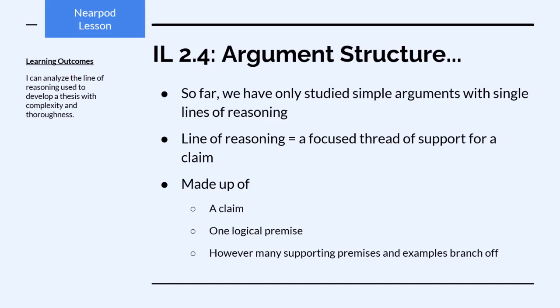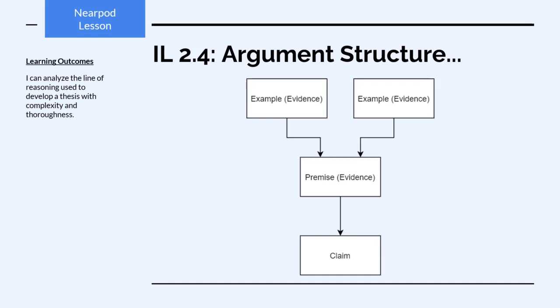A line of reasoning is going to be made up of the claim plus at least one logical premise, and then however many supporting premises and examples that support that one first logical premise. For example, this very simple argument here has just one line of reasoning. Our claim is supported by a single premise. That premise is supported by a couple of examples, but we would call this whole thing, the premise and the two examples, one line of reasoning.